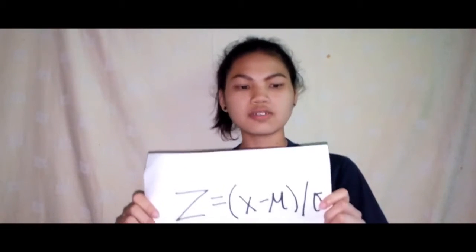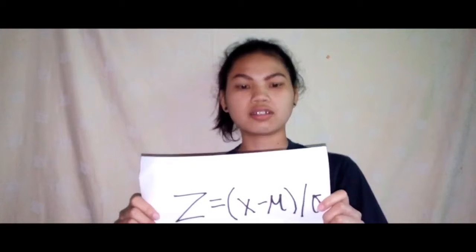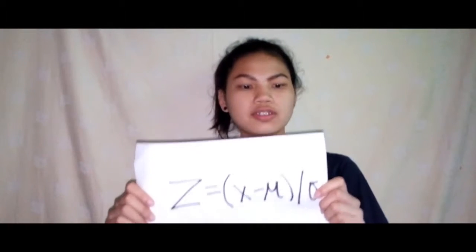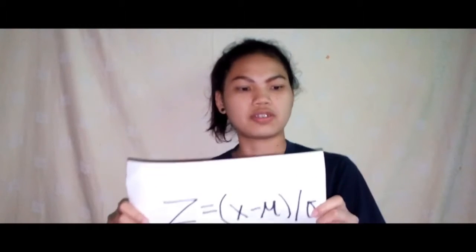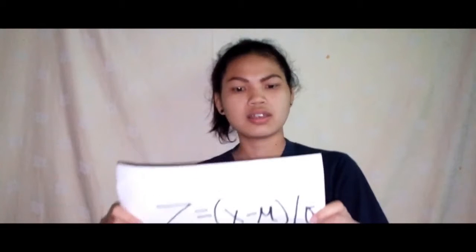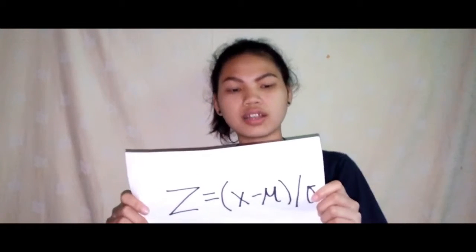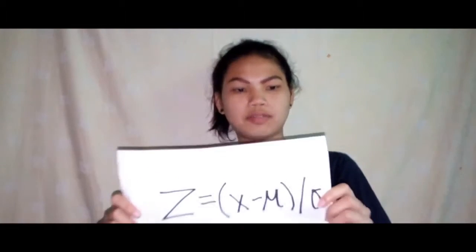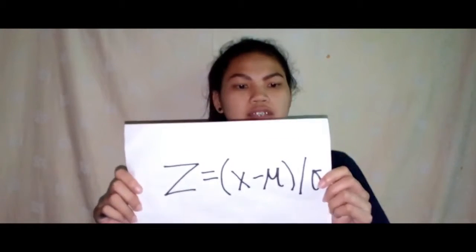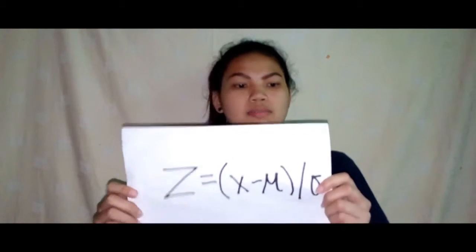So, what is the Z-score? A Z-score is also known as a standard score. It indicates how many standard deviations an element is from the mean. A Z-score can be calculated by this formula, where Z is the Z-score and X is the value of the element.